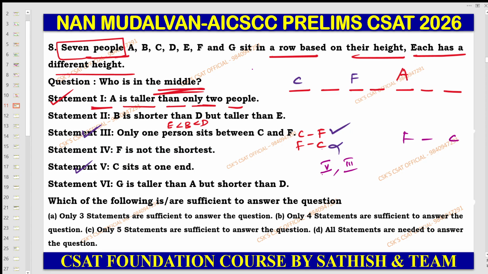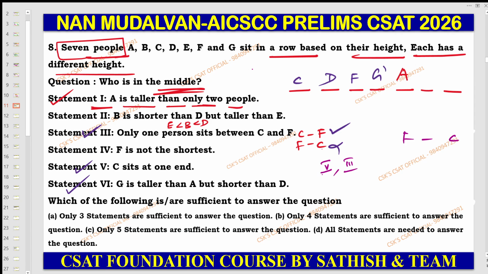Now next one. What does the sixth one say? G is taller than A, shorter than D. So therefore G comes here, D comes here. Understood? G is taller than A but shorter than D. Possible. So in this position only D comes here. Then only G is shorter than D. Guys, getting the logic?